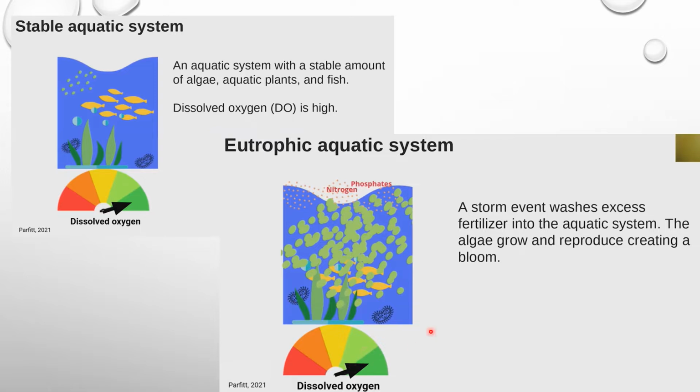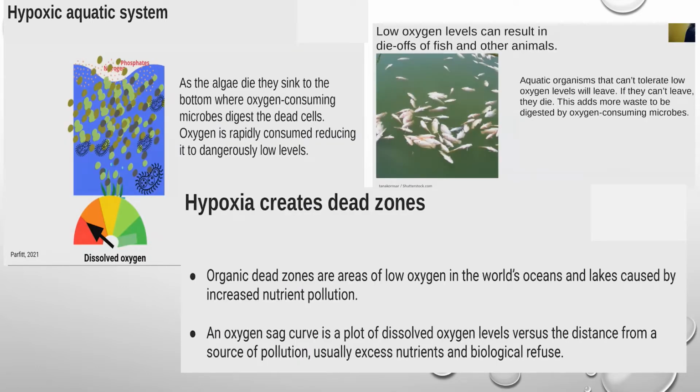And our dissolved oxygen levels are still high here, but as the algae die, they're going to sink to the bottom, and there's going to be all these microbes that are going to decompose the dying and dead algae. And those microorganisms are also taking all the oxygen out of the water. So there's less oxygen available. So that oxygen is rapidly consumed. And notice on our dissolved oxygen level meter that it's very, very low.